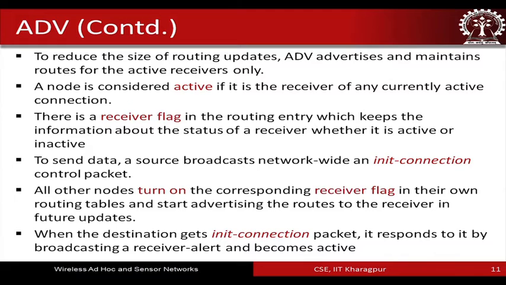To send data, a source broadcasts the network wide init connection control packet. Init connection stands for initialization connection. All other nodes turn on the corresponding receiver flag in their own routing tables and start advertising the routes to the receiver in future updates. When the destination gets the init connection packet, it responds to it by broadcasting a receiver alert and becomes active.